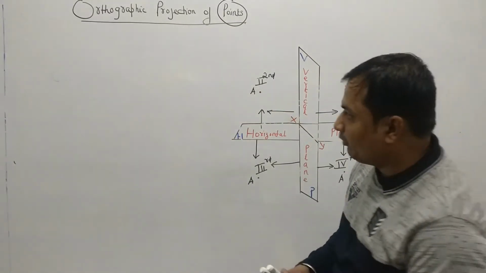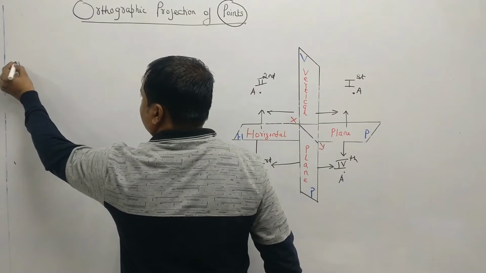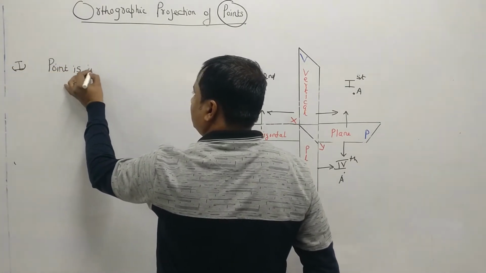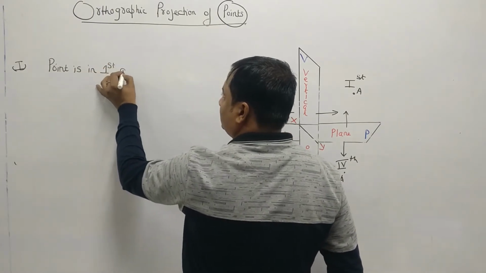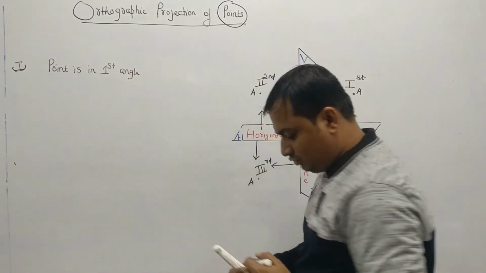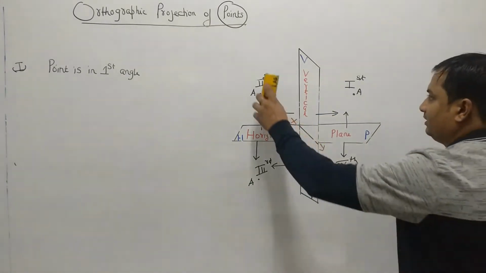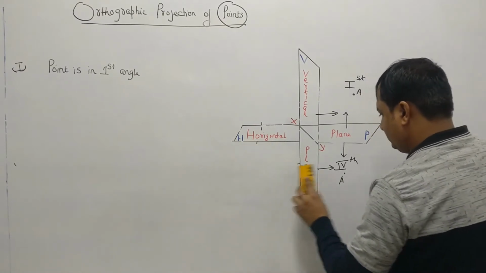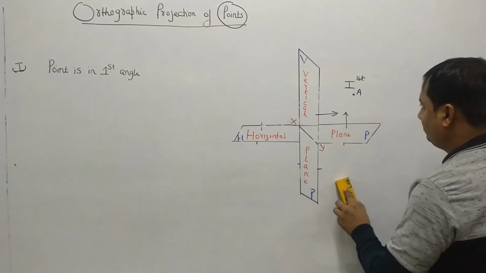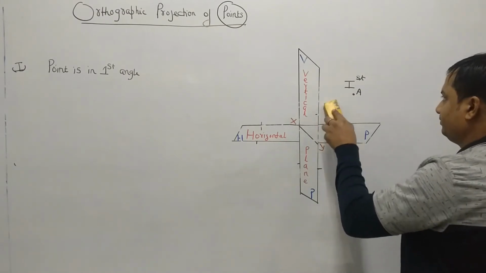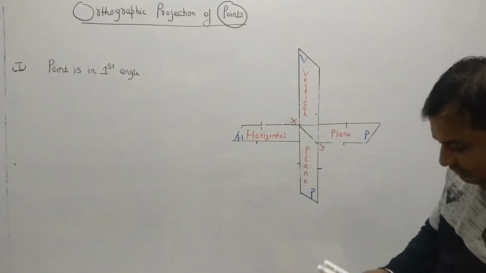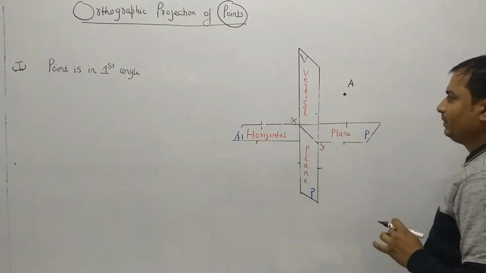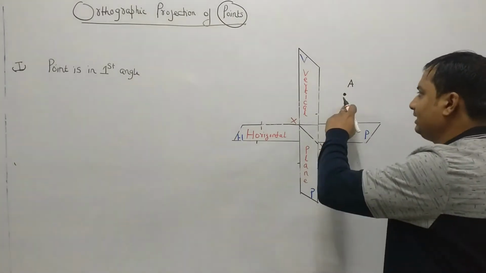So case 1, when the point is in the first angle. When the point is in the first angle, I will not be talking about this, this is third, so I will not be talking about this. This is fourth. So now I will be talking about this. So this is my point, and the name of the point I have taken as A. So it's lying on the first angle.